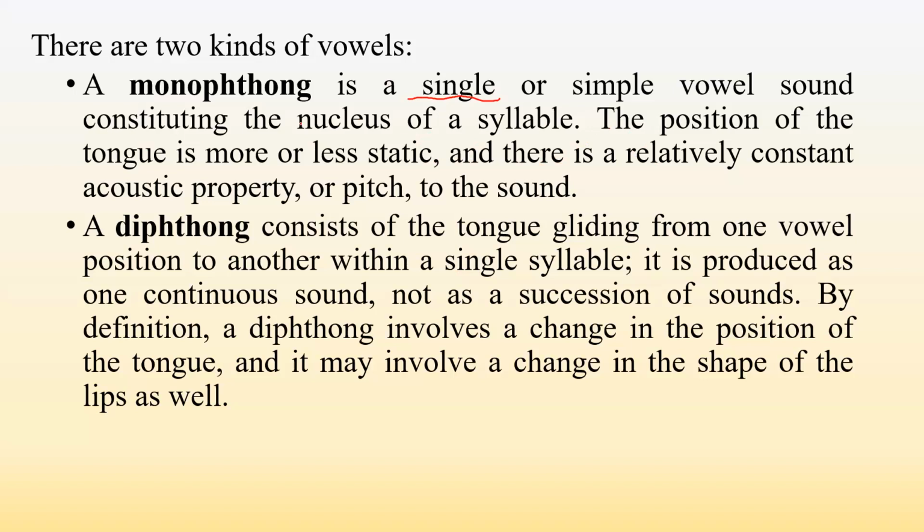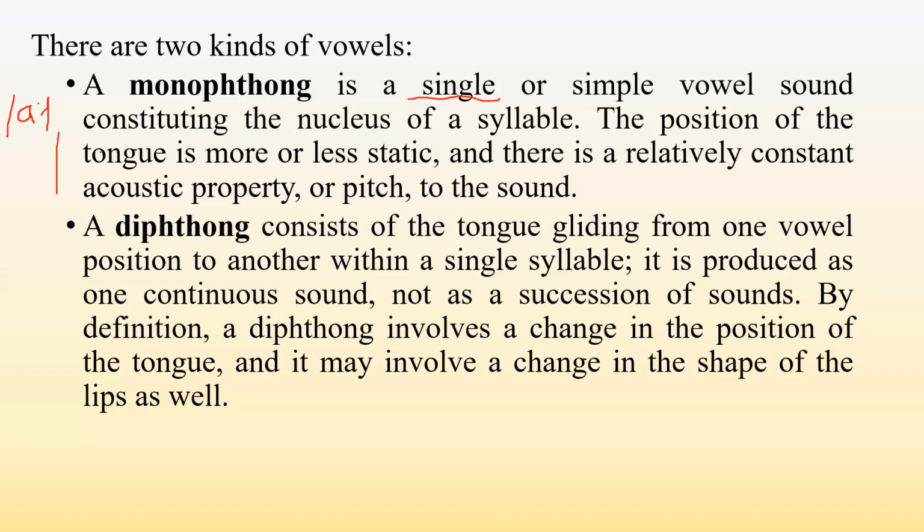Right? Constituting the nucleus of a syllable, right? So a monophthong can come to the central part of the syllable. The position of the tongue is more or less static, and there is a relatively constant acoustic property or pitch to the sound. Okay, so these are the characteristics of a monophthong. A monophthong is just a single vowel sound. For example, ah, this is the phonetic symbol for the vowel sound ah. You can say that is a monophthong, just a single sound.